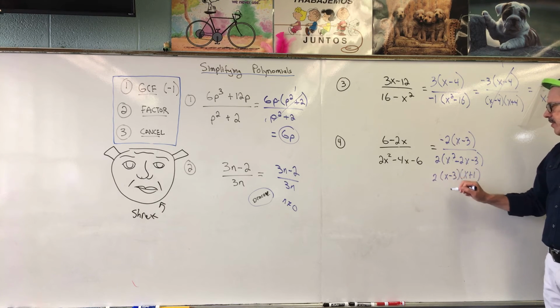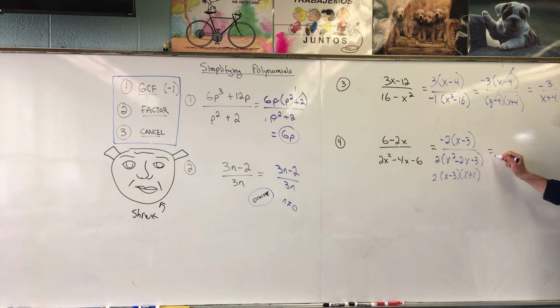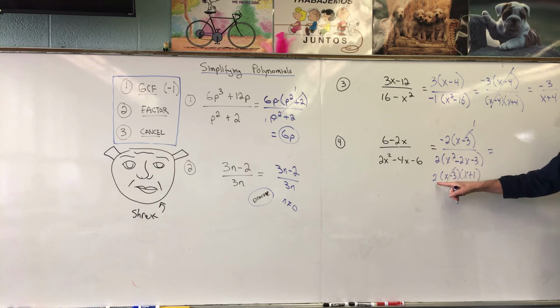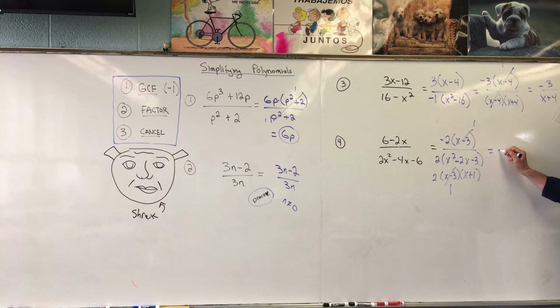And I'll bring the 2 down. So now I need to go ahead and do the math. x minus 3 cancels to 1. -2 divided by 2 is a -1. So that goes up on top. And then all that's left is x plus 1 underneath it. And so that is your answer right there. Okay, so that's a quick review.